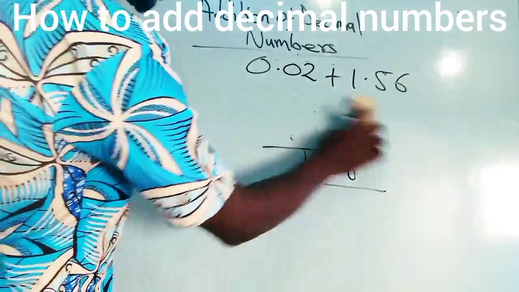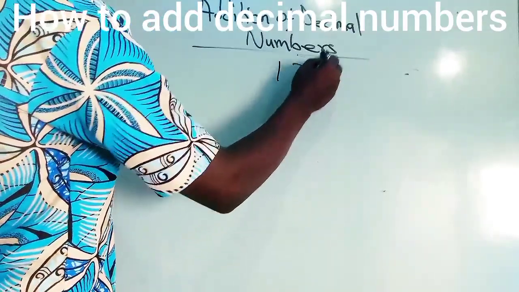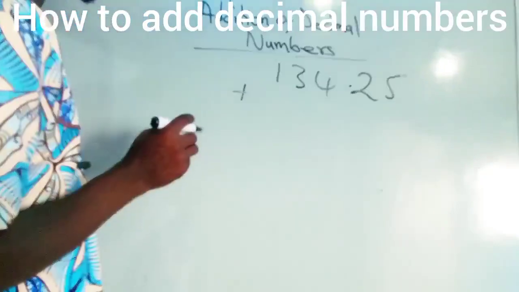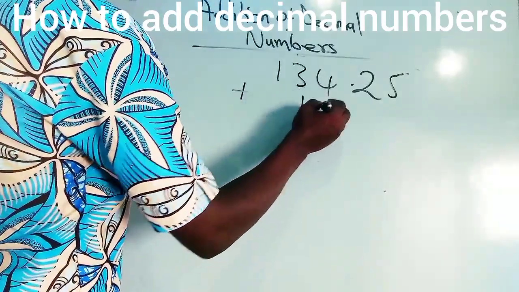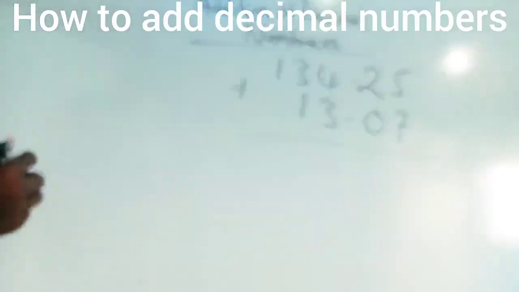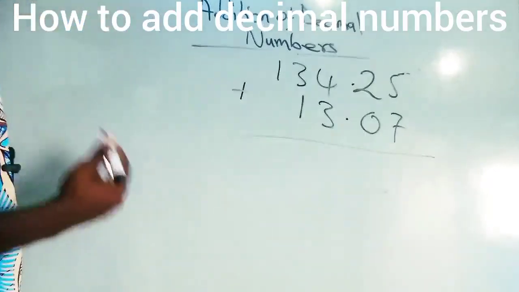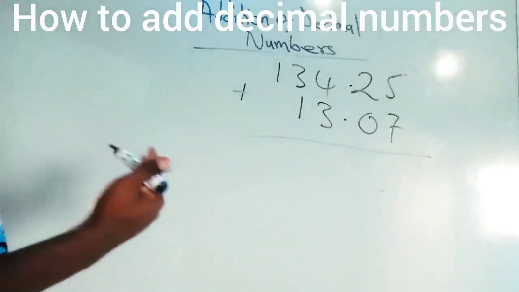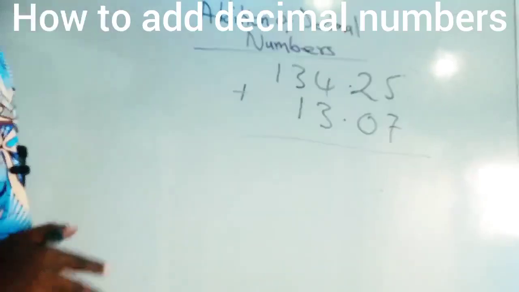Let's solve another example. How do you solve 134.25 plus 13.07? What matters most is that you know the decimal places, so that whenever you're given the numbers, you should be able to align them very well. If you don't know how to do all this, go and watch our previous lesson concerning decimal numbers.